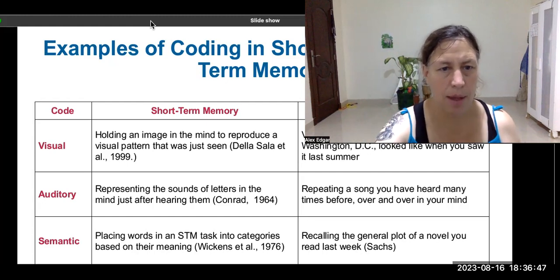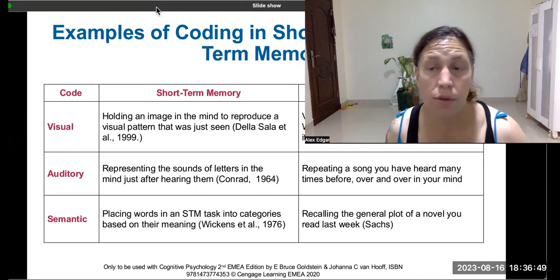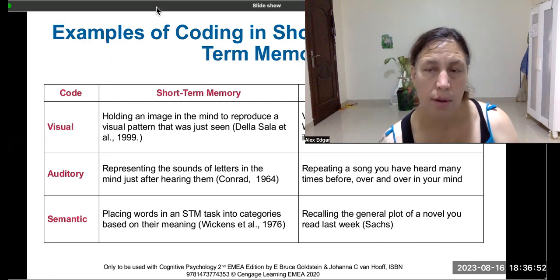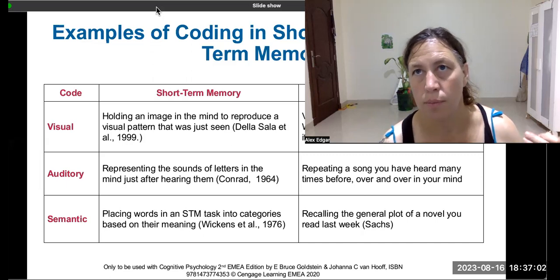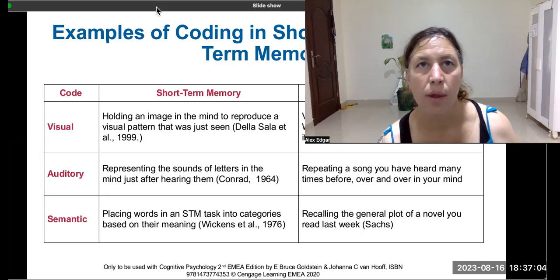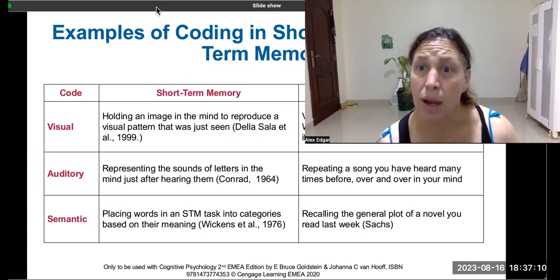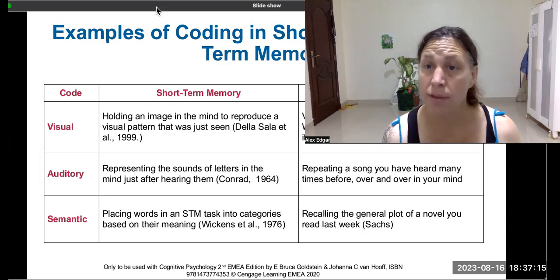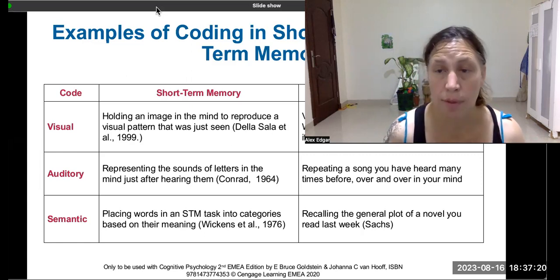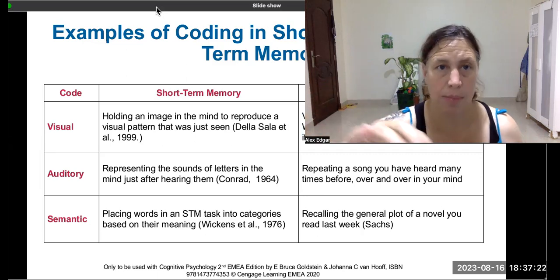Semantic memory, okay? If you can categorize words in a short-term memory task, you've got semantic short-term memory. If you can recall the general plot of a book or meanings or information like how to change a tire in your car, that is semantic memory. Or remembering that Rome is in Italy. Those are all examples of semantic memory. Okay.